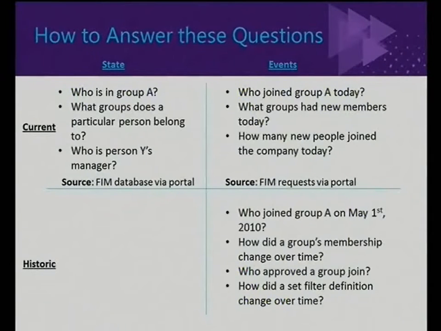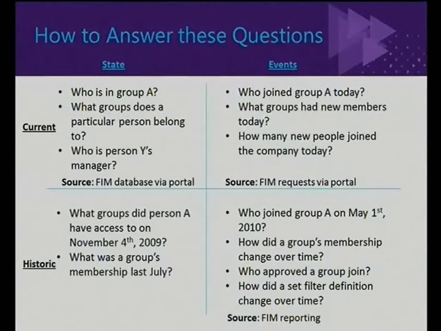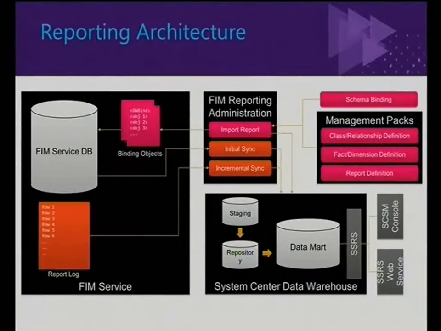But any historic information, such as we had a security incident on the 1st of January, who had access to this particular group, that kind of persistent information is now available via FIM reporting. As well as state information, so who had access to it, as opposed to the previous one, which was events. So how did a particular filter change over time? That's available through the FIM portal and reporting.